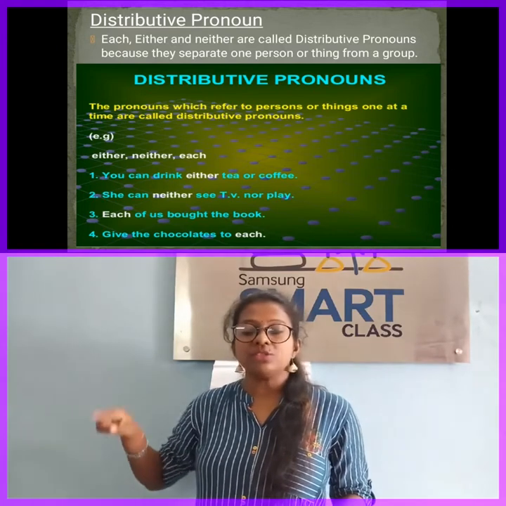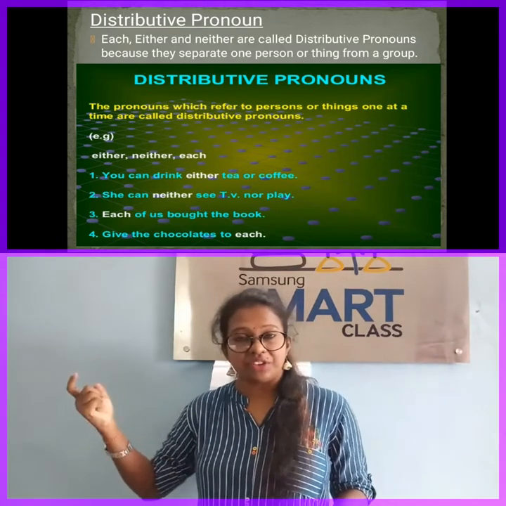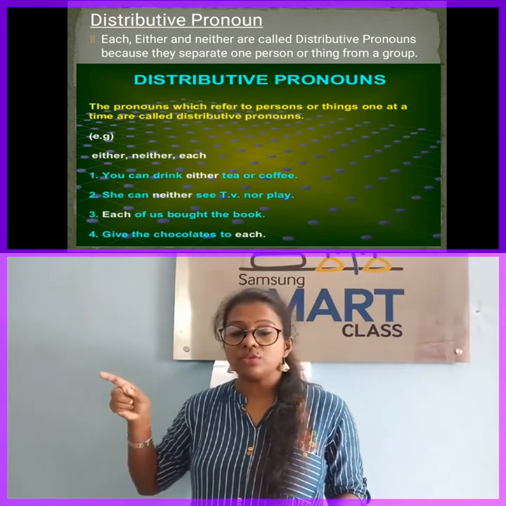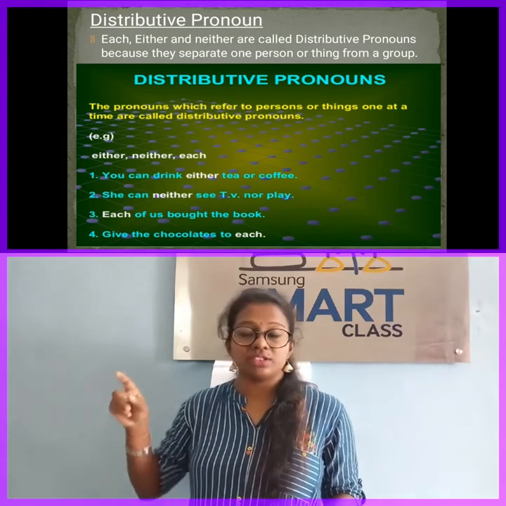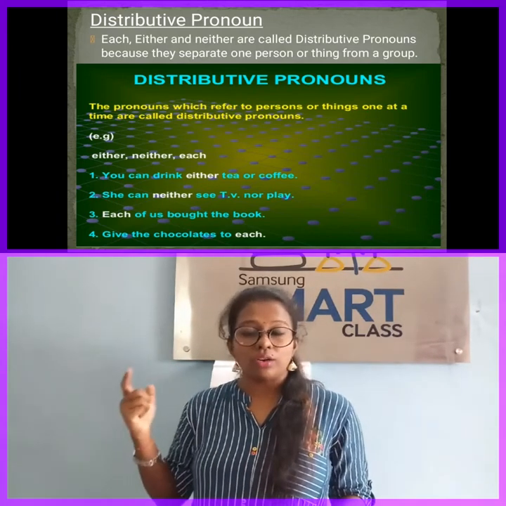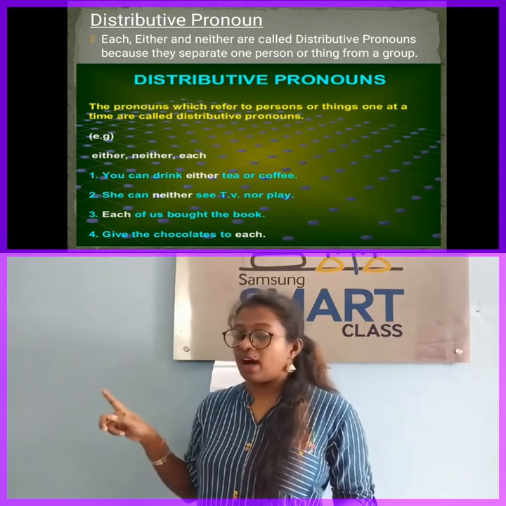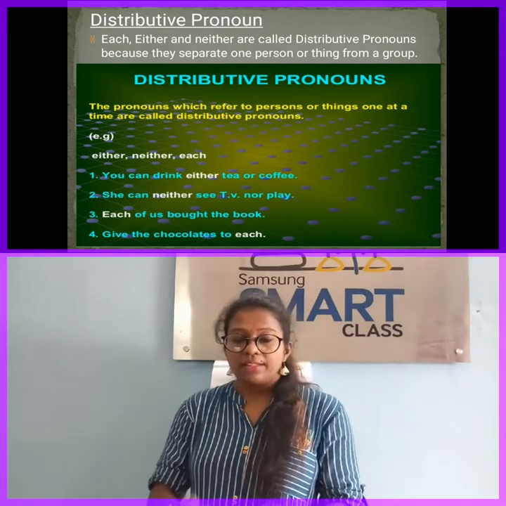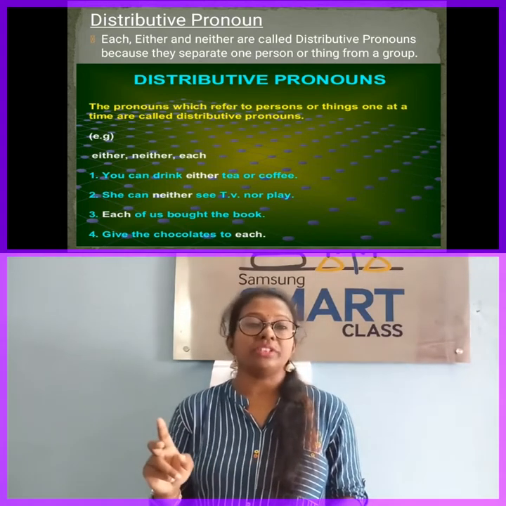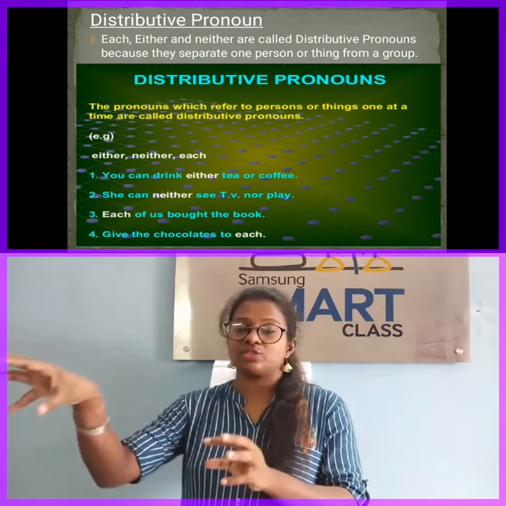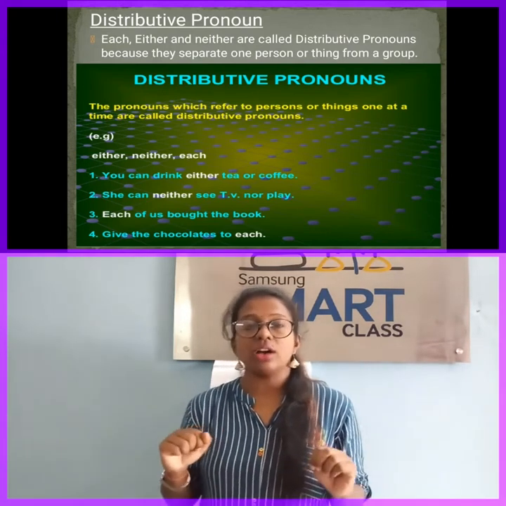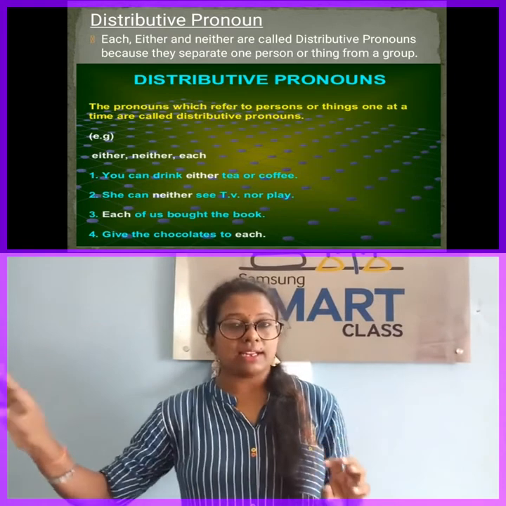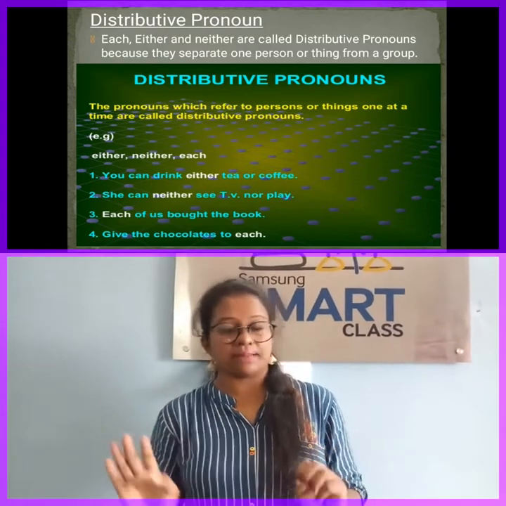In the next example, she can neither see TV nor play. Here the word neither refers to the things that she does not have the option to see TV or to play. In the next example, each of us bought the book. So it's talking about each individual. In the next example, give the chocolates to each. So here it's also differentiating that each should be given the chocolate. So the main purpose of the distributive pronoun is to separate one thing from the other and separate a person from the group. These are the examples of the distributive pronoun.